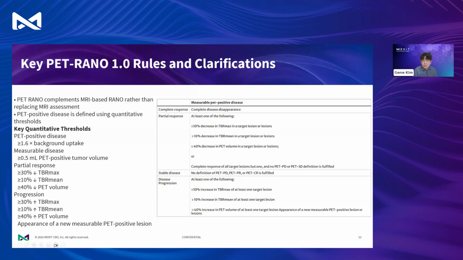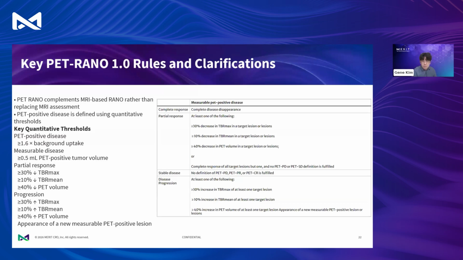So building on that foundation, with growing literature beginning to apply these criteria in practice, I'll start this section with some of the key PET RANO 1.0 rules and clarifications that are especially important when thinking about real-world and clinical trial implementation.